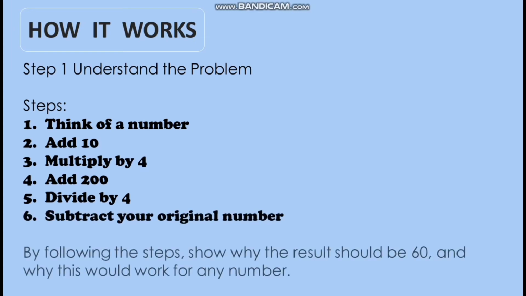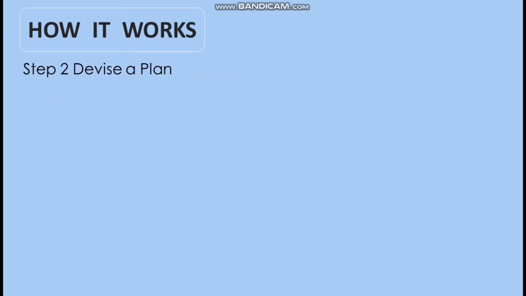Now, the question is, by following the steps, show why the result should be 60 and why this would work for any number. So, yan yung mga nilagay ko sa Polya's first step. Now, let's proceed sa step 2, which is devise a plan. So, nasolve ko tong question na to into two different ways. So, denote ko siya as first approach and second approach.